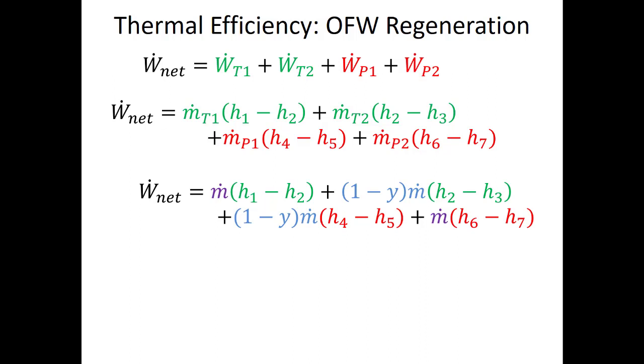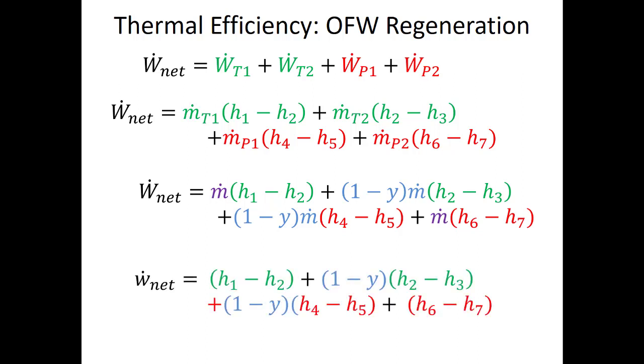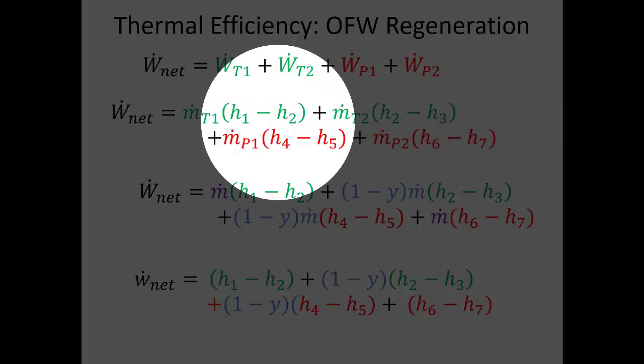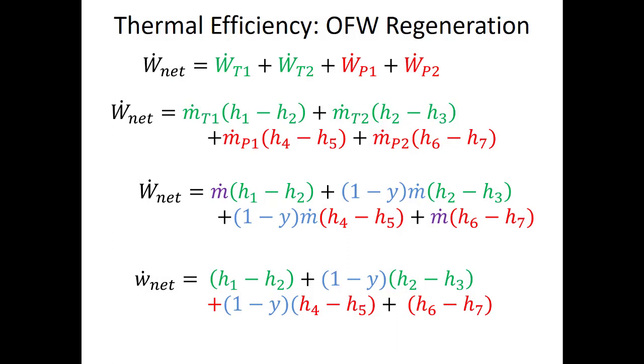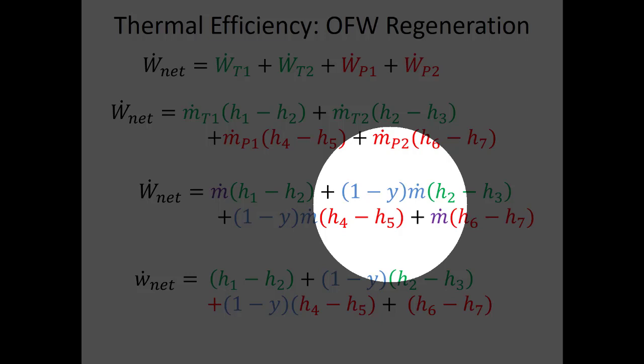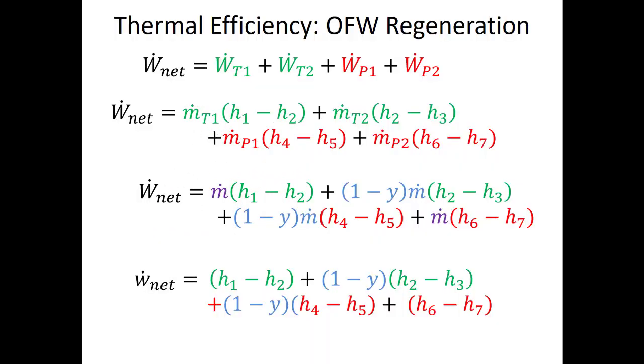Now, the reason that I do that is because each one of these terms is now still a function of the total mass flow rate. It's just some of them are multiplied by some fraction that's less than 1, right? So I can take little w dot net if I divide both sides of this equation by m dot total. I can't do this at this point in the equation because these mass flow rates are different, or at least potentially different. But I can do that after I make these substitutions, because now the m dot is the total m dot through the system.